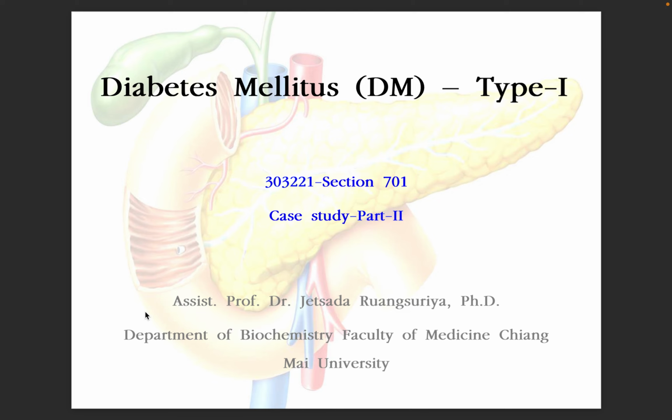Hi everyone, you are in the case study regarding a disease called diabetes mellitus type 1 or DM type 1, which is the most common disease found among people around the world. Let's see how biochemistry principles underlie this disease.